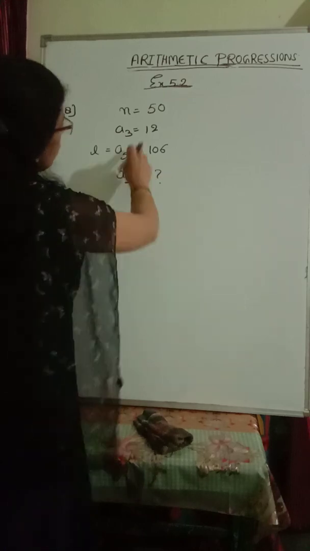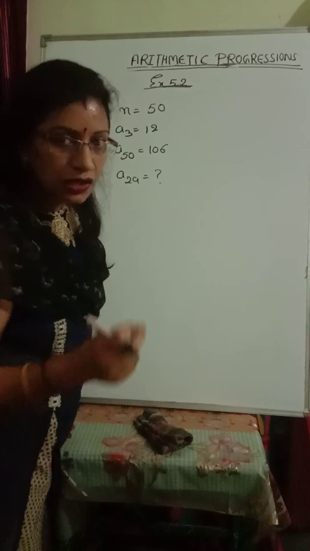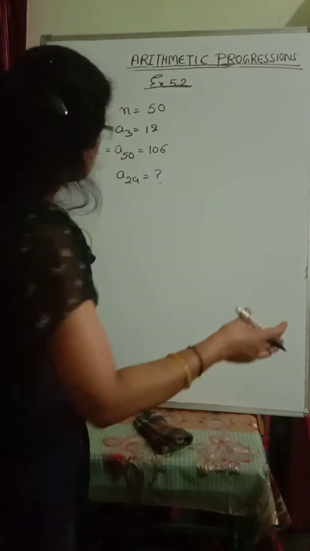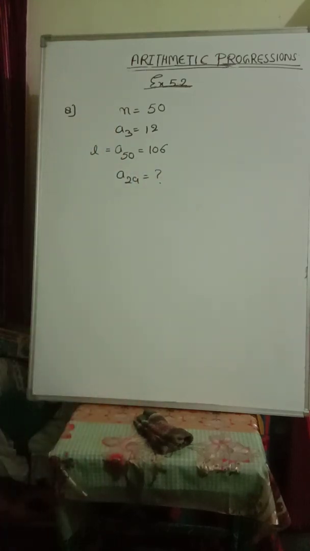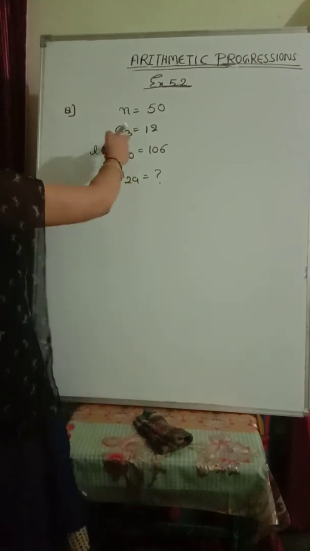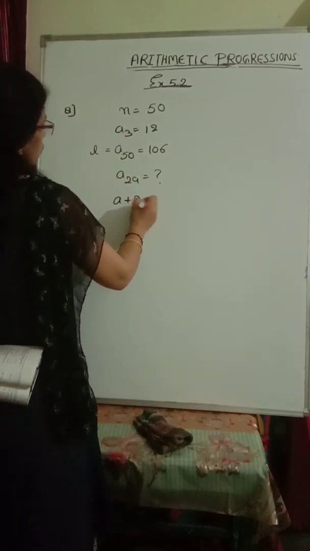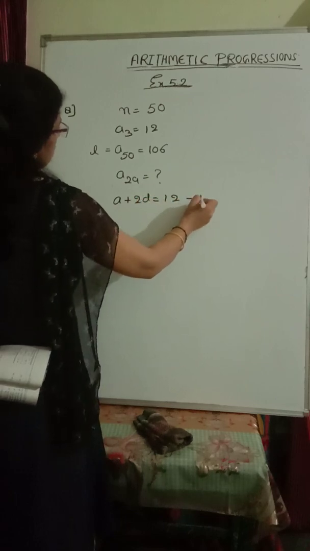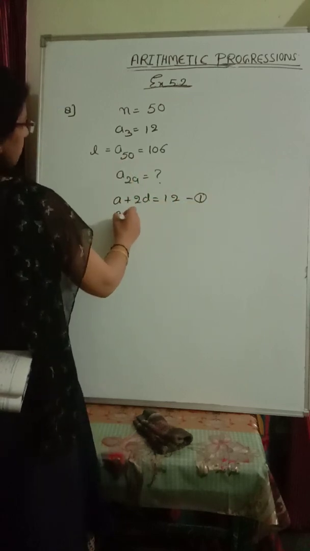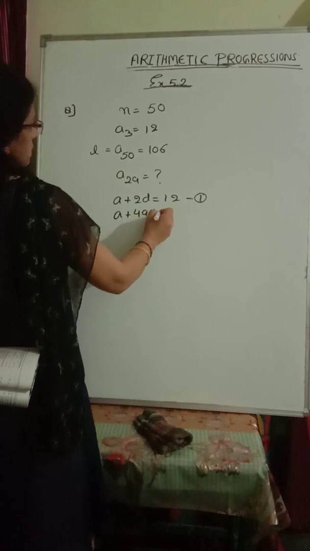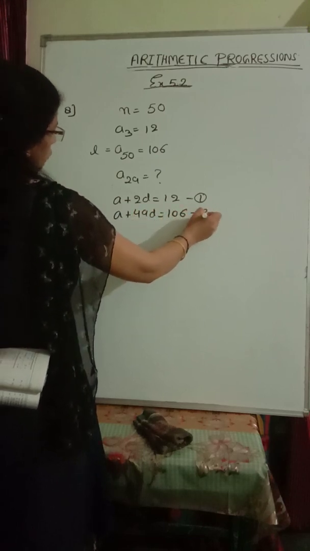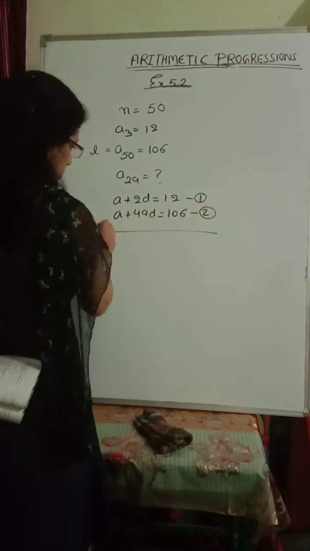So from these two we can find the values of a and d. What is the value of a? From a3, a plus 2d is equal to 12, equation number 1, and from this a plus 49d is equal to 106. So from these two equations, let us subtract.